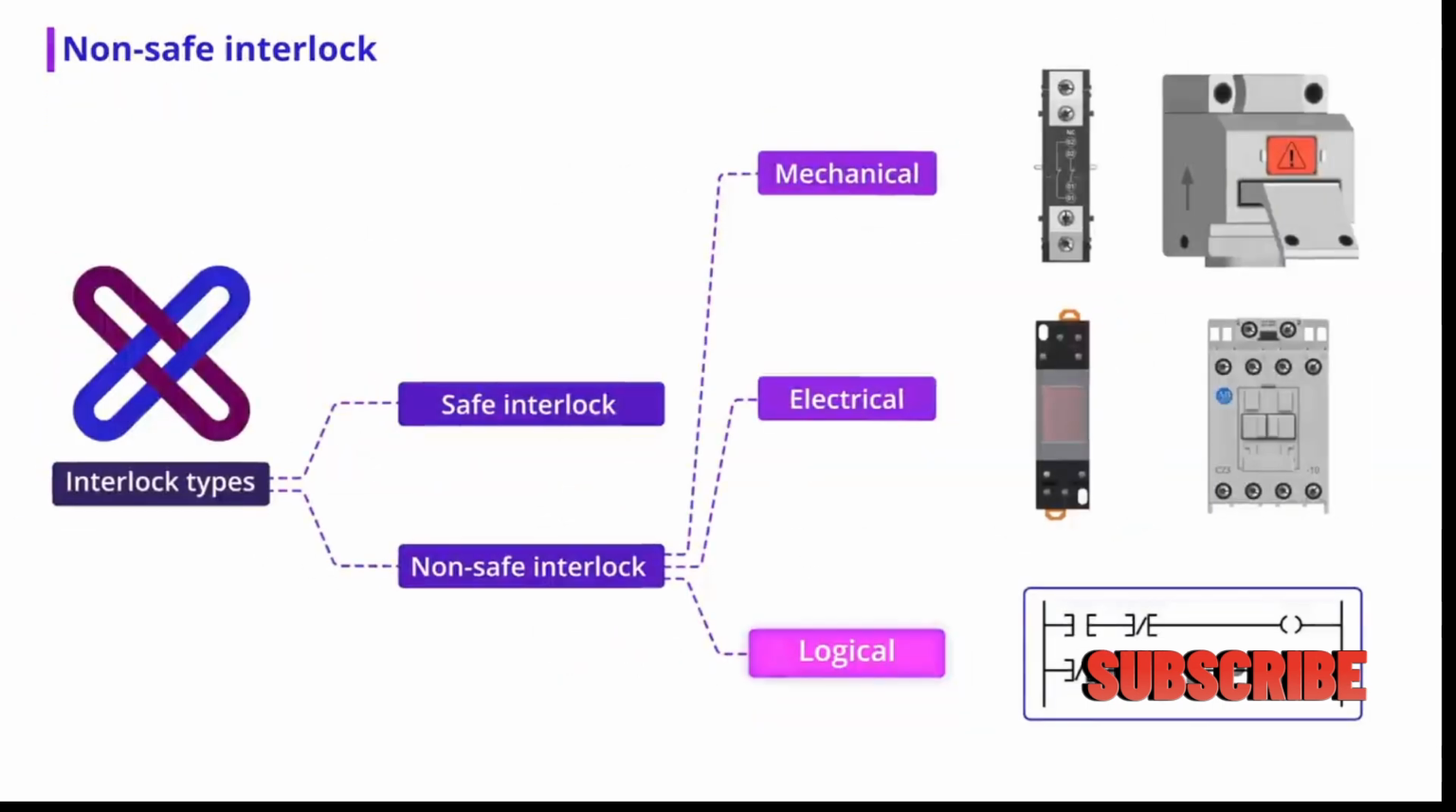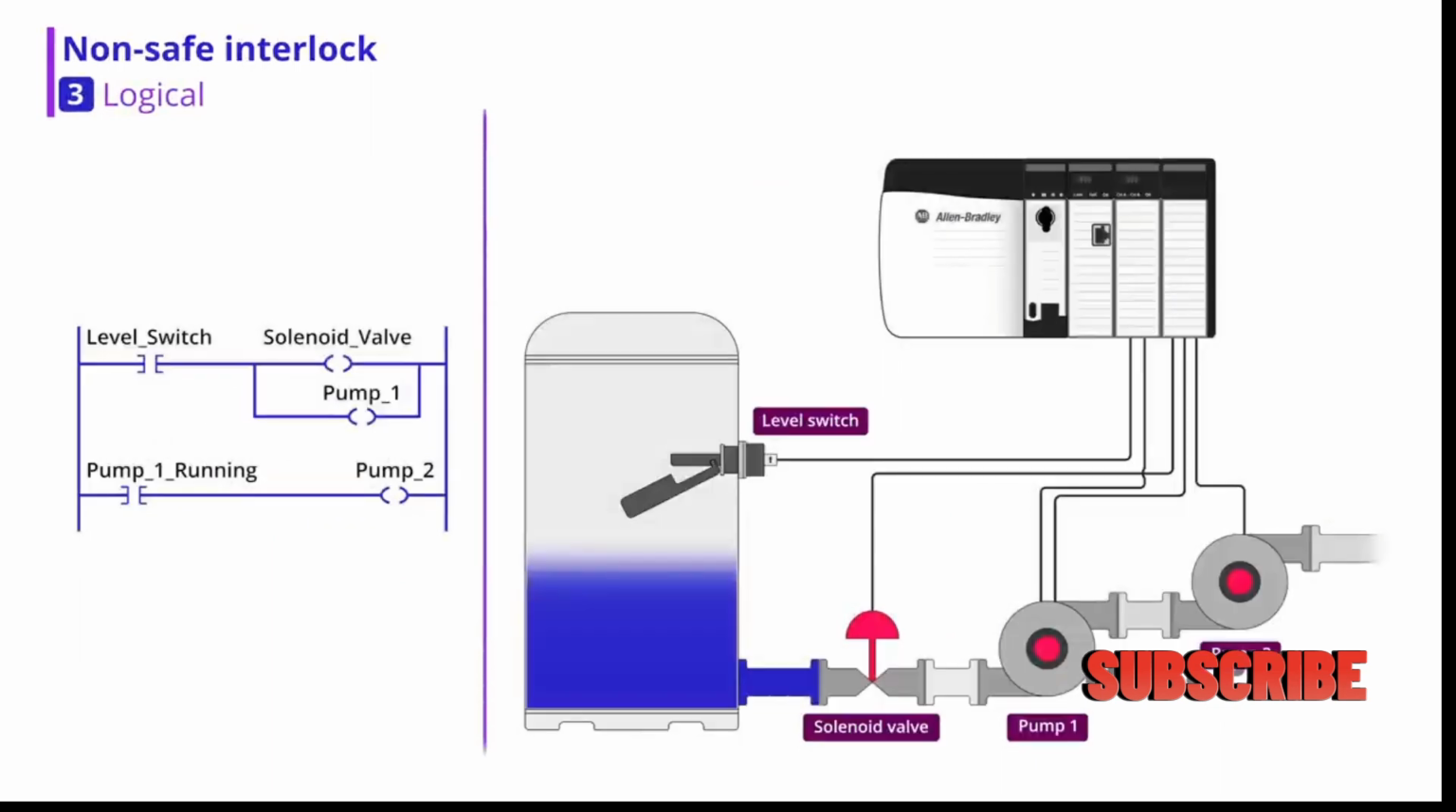I will now explain a logic interlock. A logical interlock has an instruction or variable which has to be true to allow a result. Logical interlocks are useful when the devices are not easily connected electrically or mechanically.